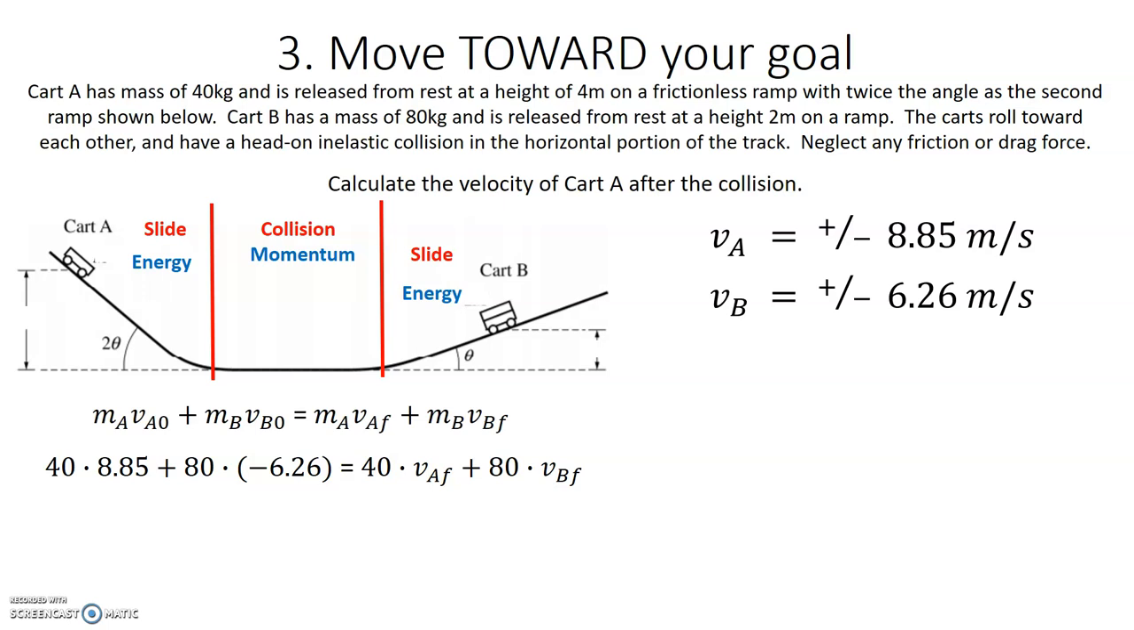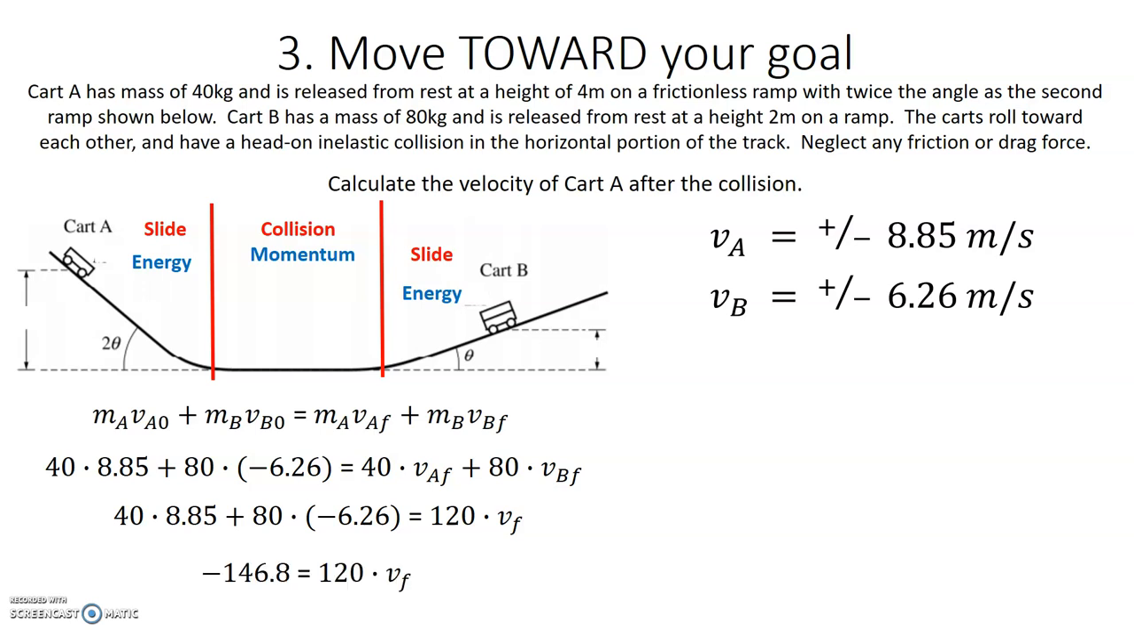Over on the right side, it's equal to 40 times the final velocity plus 80 times the final velocity. I am looking for the final velocity of cart A. I don't know the final velocity of cart B, which is a problem. But if we look at the problem, we are told it's an inelastic collision, which means those two objects are going to stick together. That gives us a really important piece of information: the velocity of A and the velocity of B are going to be the exact same since they're stuck together. So I can just add those two together. 40 plus 80 is 120 times the final velocity of both of those carts.